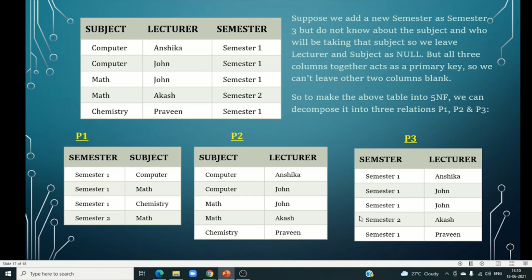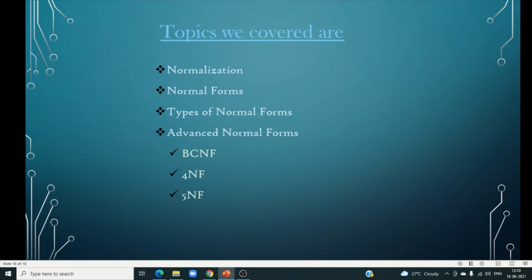Now these tables have no dependencies. Now these tables are in the fifth normal form. Like this we can divide this table into three smaller tables to avoid the dependencies. This is called the project join normal form or fifth normal form. Here we discussed the advanced normal forms: BCNF, fourth normal form and fifth normal form.